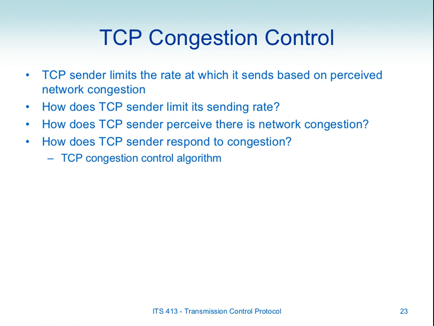Also, how does a sender know that there is congestion? How does it perceive network congestion? We have to see how that's implemented. And when there is congestion, how does it respond? And that's the TCP congestion control algorithm. There are in fact multiple algorithms. Some have been improved over time, and in some cases you can select different algorithms that have different trade-offs. Let's have a look at those three.